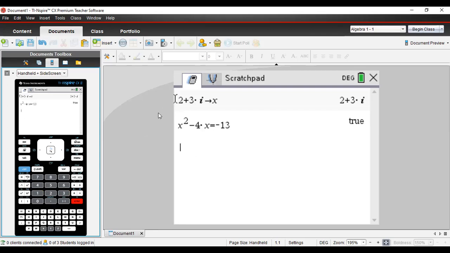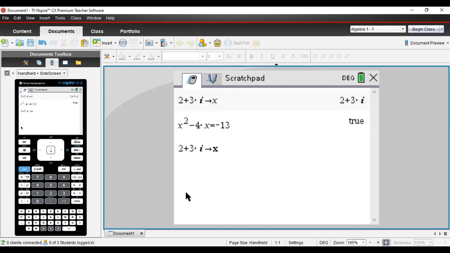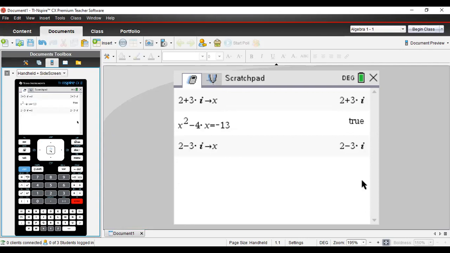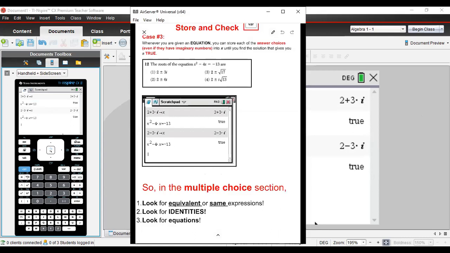Now, this one has 2 answers. It has 2 plus 3i, and it has 2 minus 3i. I'm going to go ahead and do that one just to show you that it doesn't matter which one of those you choose. They're both going to be right. So I'm going to get rid of the plus and make it a minus. So now 2 minus 3i is stored into x. Now all I'm going to do is copy the equation, press enter, and again, as you should have expected, they both give us trues. So you would go to your answer sheet and circle number 1 and keep it moving.